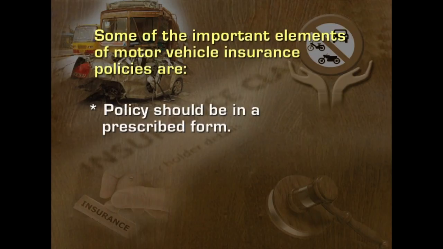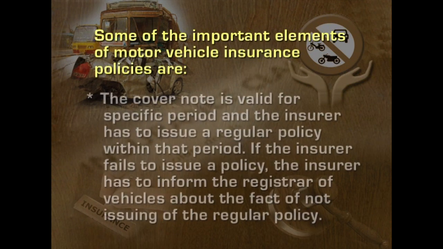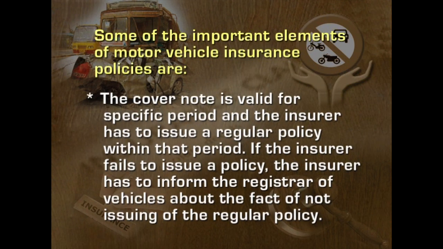Some of the important elements of the motor vehicle insurance policies are: the policy should be in a prescribed form, and the policy should contain prescribed information and the conditions of the subject matter of insurance. The cover note is valid for a specific period, and the insurer has to issue a regular policy within that period. If the insurer fails to issue a policy, the insurer has to inform the Registrar of Vehicles about the fact of not issuing the regular policy.